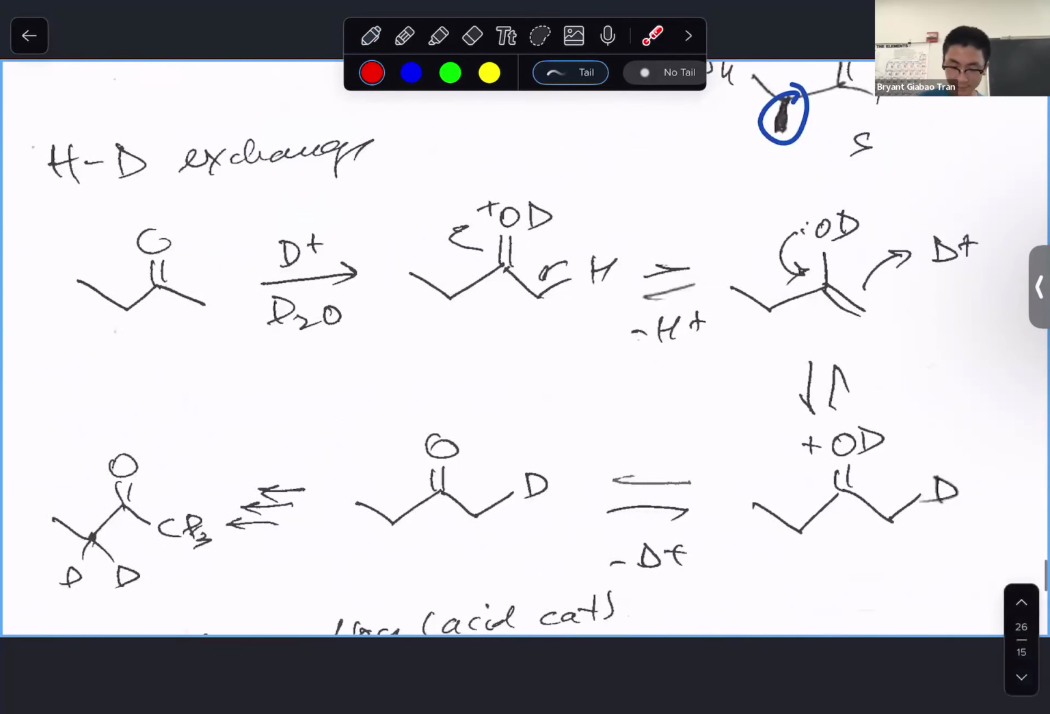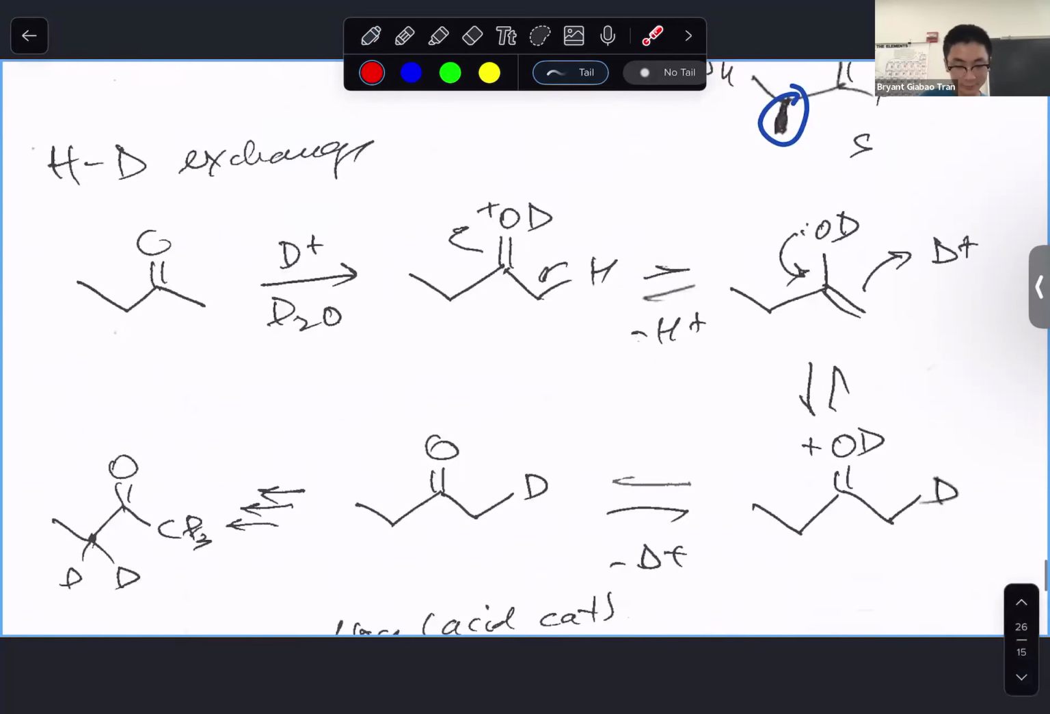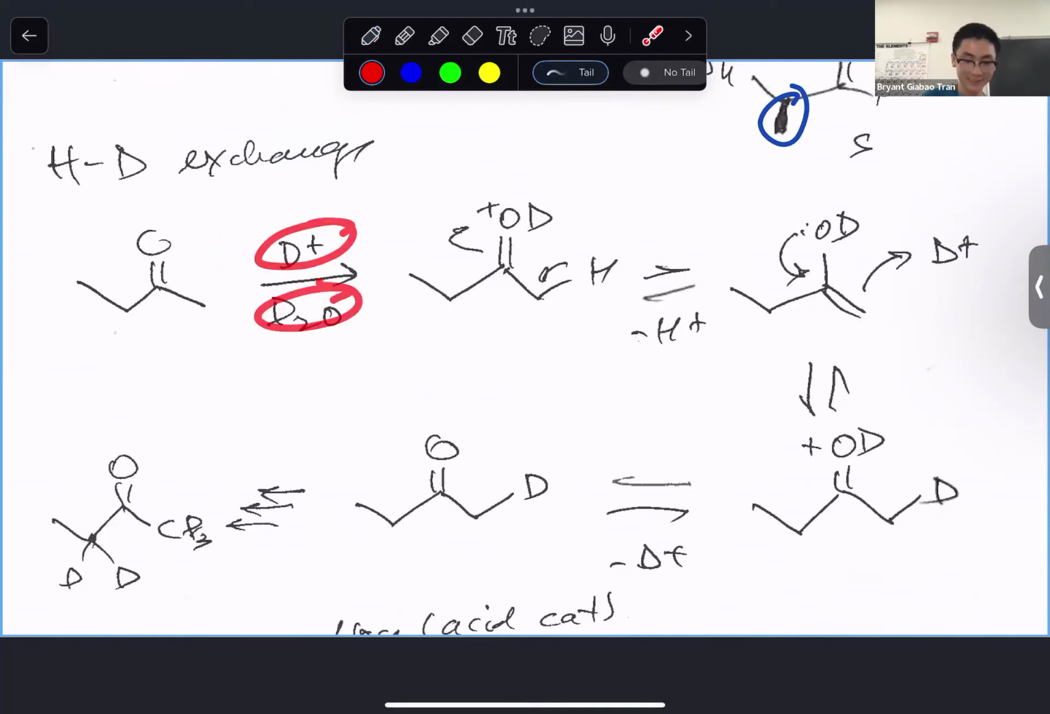Oh, this is tautomerization, but using deuterium. So when you draw that tautomerization mechanism out, you can't leave the H's invisible like how we've been leaving them. You actually have to draw out the deuterium ions. Use D2SO4. Yeah, you can also use D2SO4 or D3O+.